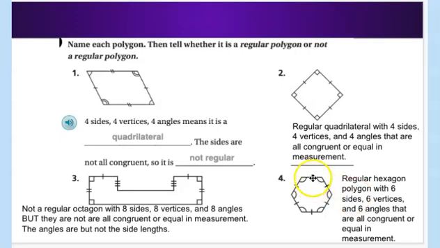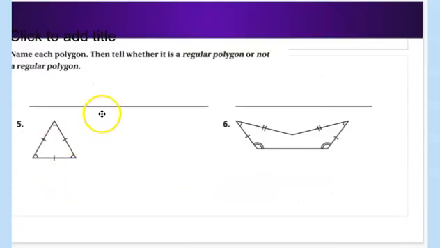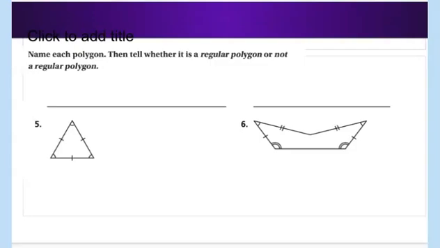And last but not least, 1, 2, 3, 4, 5, 6. 6 is hexagon. This is a regular one. Every length of every side is the same. You can tell by the 1 dash, and all the measurement of the angles are the same. So keep going. Go ahead and give these problems a go. Pause your video and then come back to see how you did.